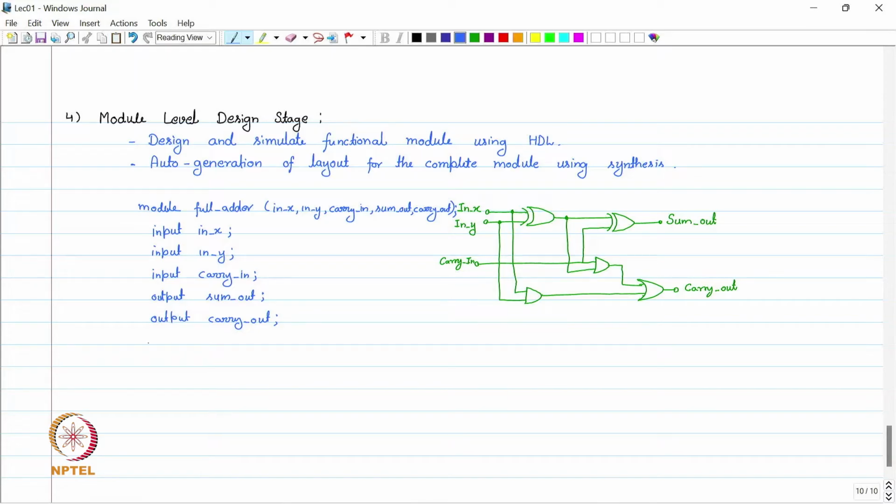Then we define wires for connecting the blocks. Wire w_sum1, wire w_carry1, and wire w_carry2. And then we assign carry_out is equal to w_carry1, w_carry2. And then we instantiate two half adders to make the complete circuit.